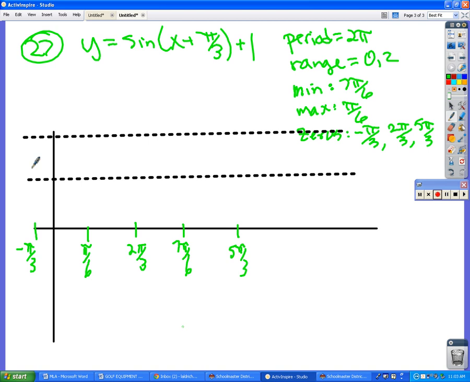So let's draw it. Pi over 6 again. So it starts right here. Then it's got a maximum at pi over 6. It's got a 0 at 2 pi over 3, then a minimum there, and then another 0 there. Okay, so we got it. Sorry about the sloppiness on the last one.